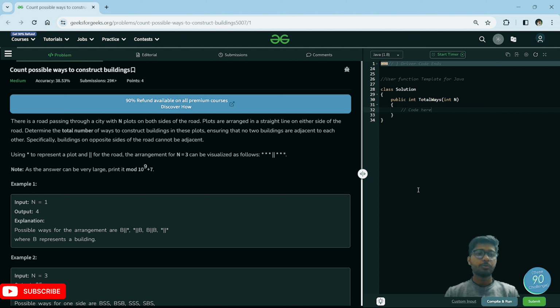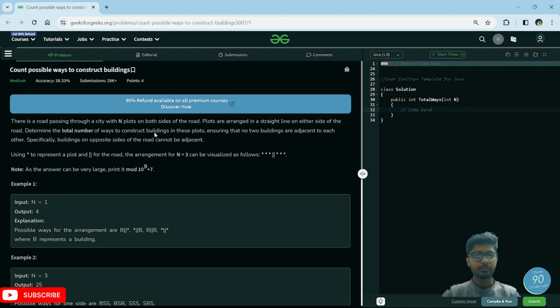So let us discuss the problem of the day, that is count possible ways to construct building. Let's see the problem statement. There is a road passing through a city with n plots on both sides of the road. Plots are arranged in a straight line on either side of the road.